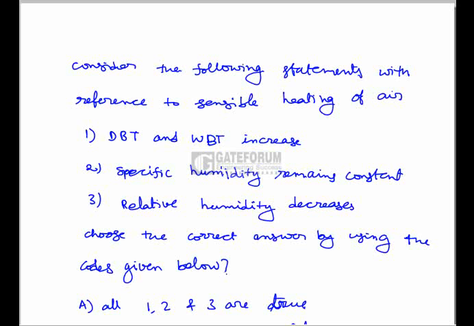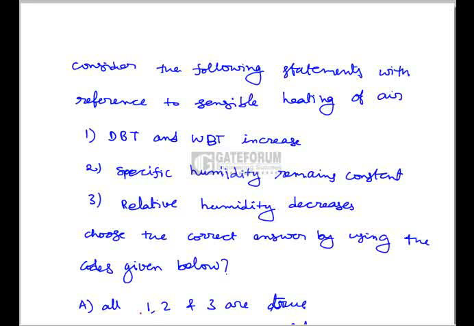Consider the following statements with reference to sensible heating of air. First one is dry bulb temperature and wet bulb temperature increase. Second one is specific humidity remains constant. Third one is relative humidity decreases. Choose the correct answer by using the codes given below.